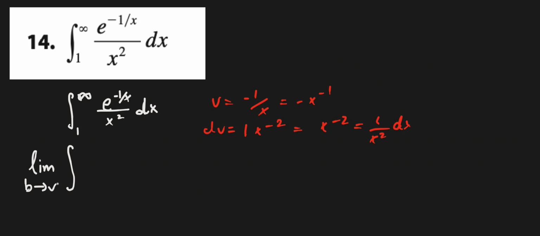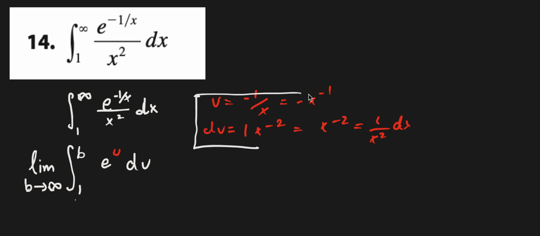So limit as b approaches infinity, this is b, this is 1, e to the negative 1 over x is just u, so this is just e to the u, and then 1 over x squared dx is just du. This is very easy now. Remember, we have to identify if we can use u substitution. We have to make sure that we are looking at all the possible integration techniques before we move on.